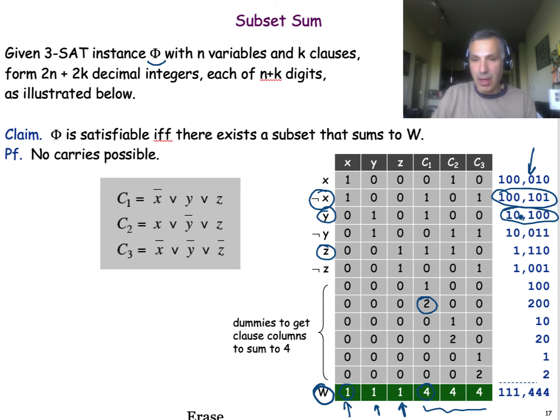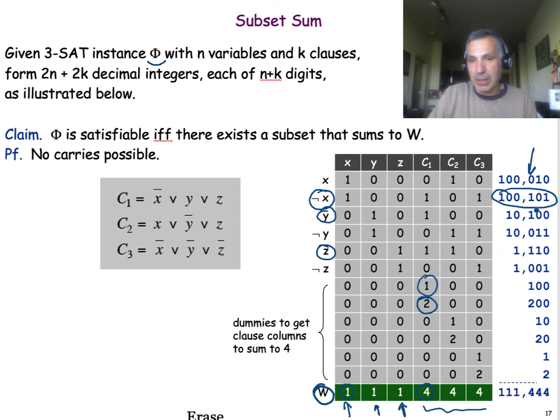If only one of these literals is true, let's say, for instance, this one, the x bar, and so we have selected this number. Again, we can get a sum of 4. How? We have 1 plus 1 plus 2, that gives us again a sum of 4.